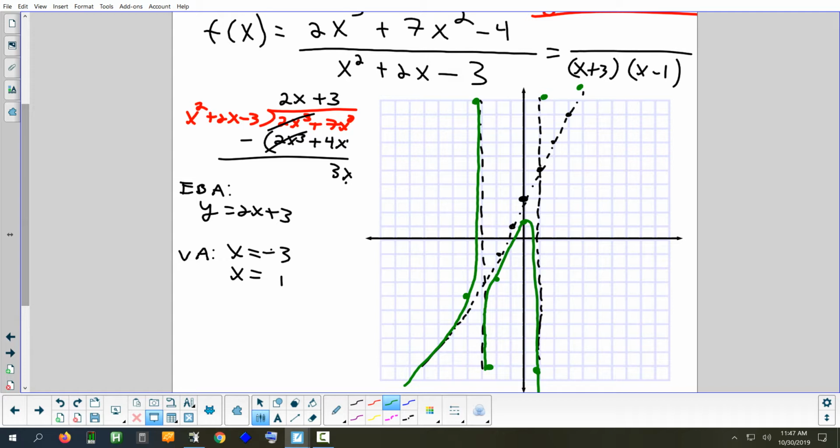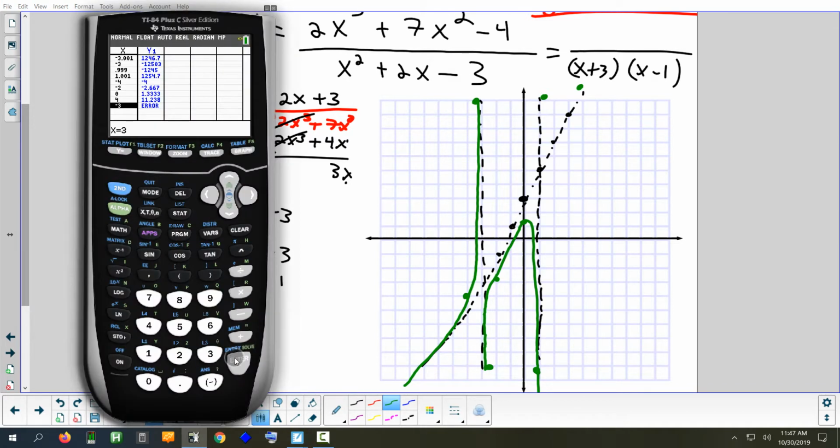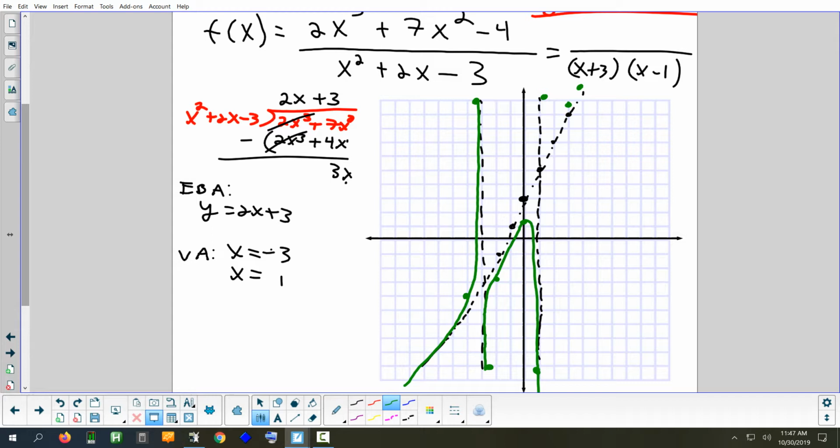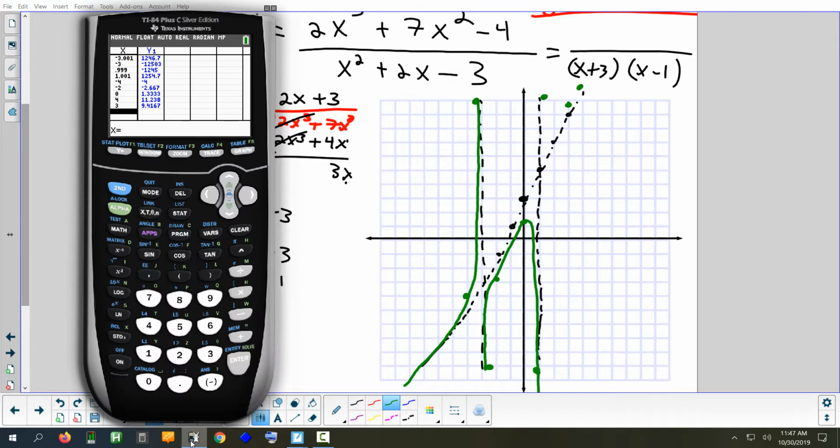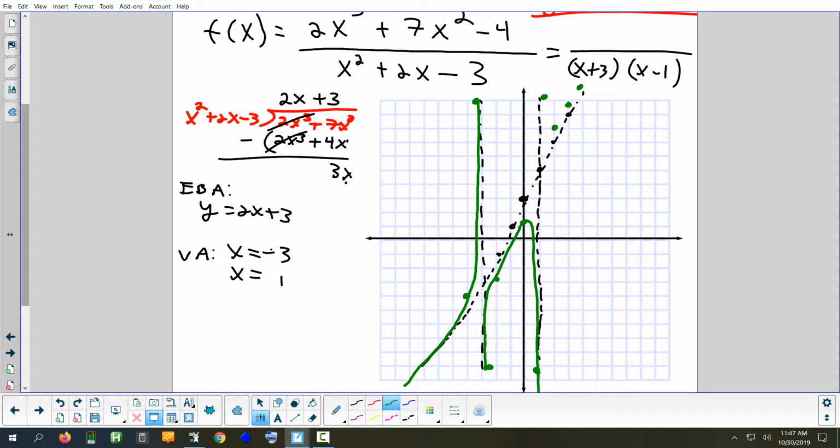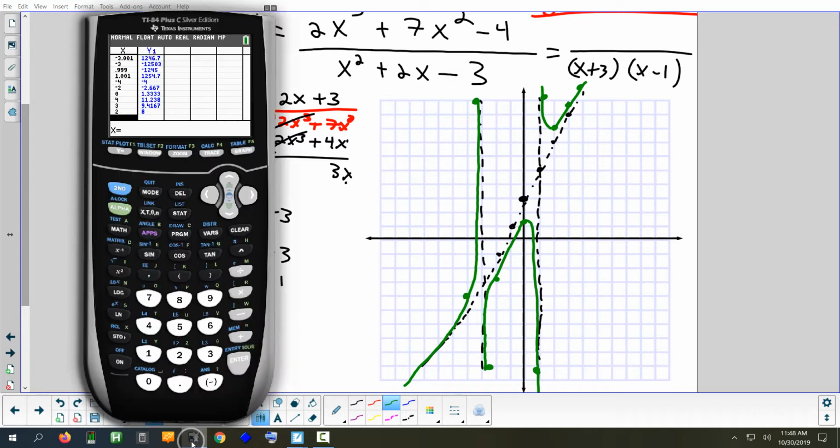Let's do one more. Yeah. 3. I think 3, 2, 2.5. 3 is 9.4. So maybe about there. I can't do 1, so I'm going to do 2. 2, 8. Okay, that gives me a pretty good idea. Connect all those green dots and just stay close to the asymptotes. Just like that. So let's hit graph and see how we did.